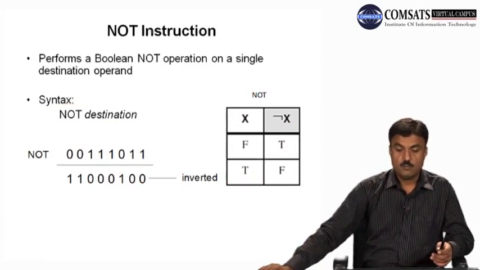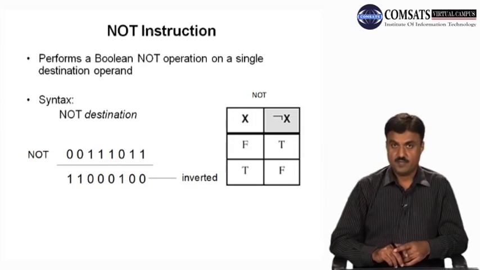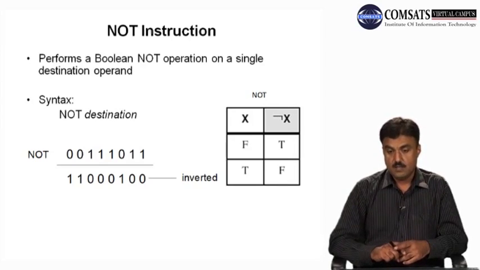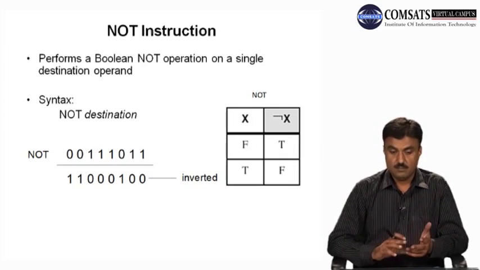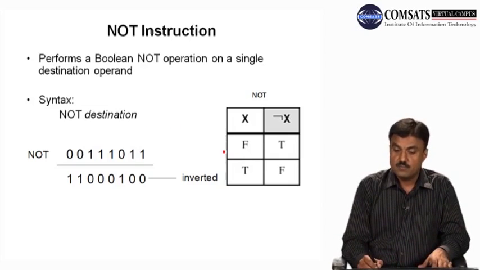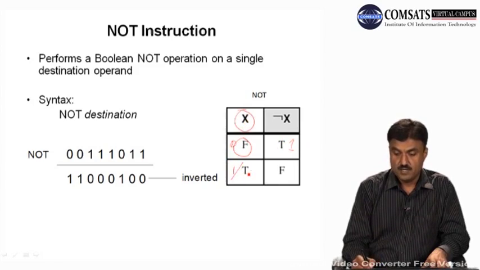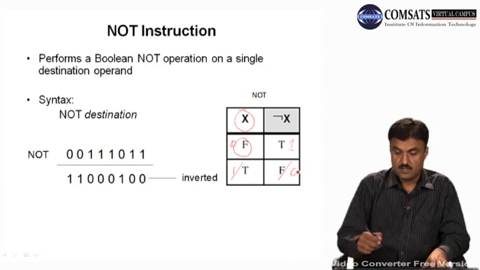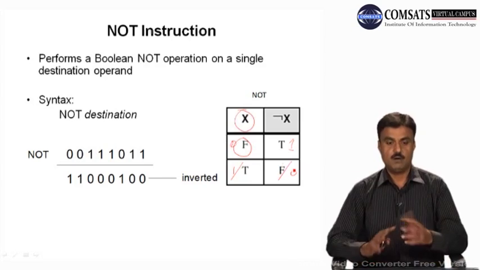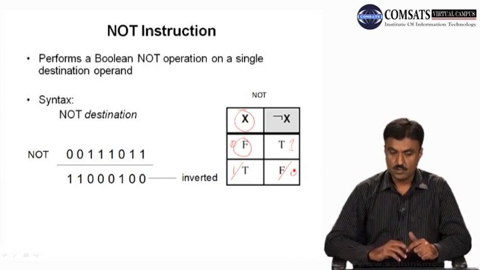So here this NOT operation inverts the original operation or destination operand, whatsoever the operand is. For example, if Boolean variable X is false, or it is 0, then it will be inverted, it will be 1 or true. If Boolean variable X is 1 or it is true, it will become false or it will become 0. So we are inverting by using this NOT operation.